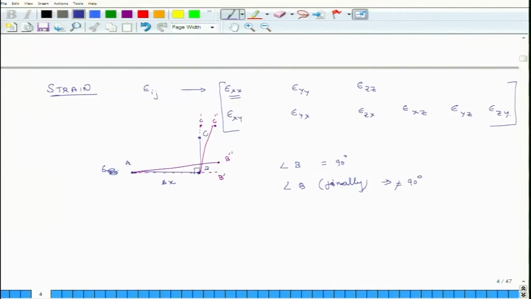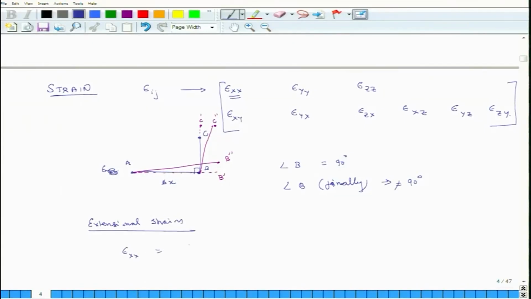So, when we talk about extensional strains, what is an extensional strain? It is the change in length divided by the original length. So, what is epsilon xx? Let us say the change in length is called delta u, then it is du over dx. This is the definition. And similarly, epsilon yy, if the displacement is delta v, then it is the partial derivative of v with respect to y.